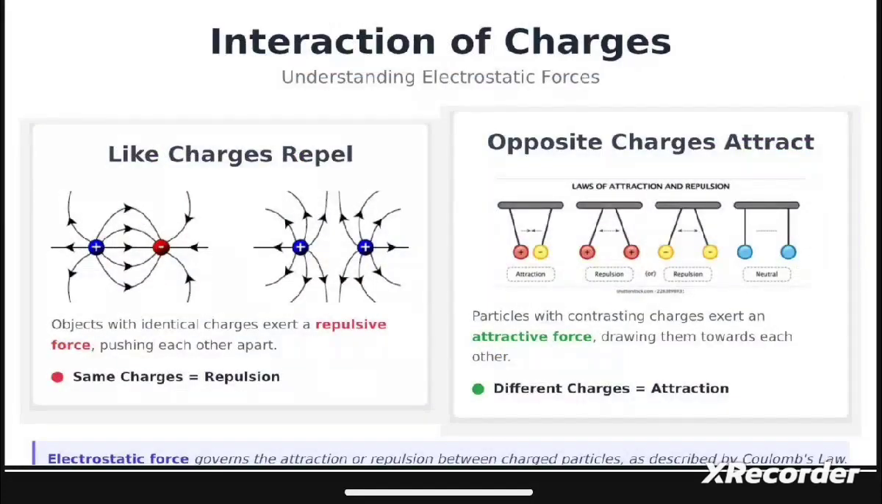Now let's talk about the interaction of charges. In this way we also understand the electrostatic forces. First, like charges repel. Objects with identical charges exert a repulsive force on each other, pushing each other apart. It is due to the repulsive electrostatic force that pushes them apart. And the second one is that opposite charges attract each other. Here, particles with contrasting charges exert an attractive force, drawing them towards each other. It means different charges attract each other.